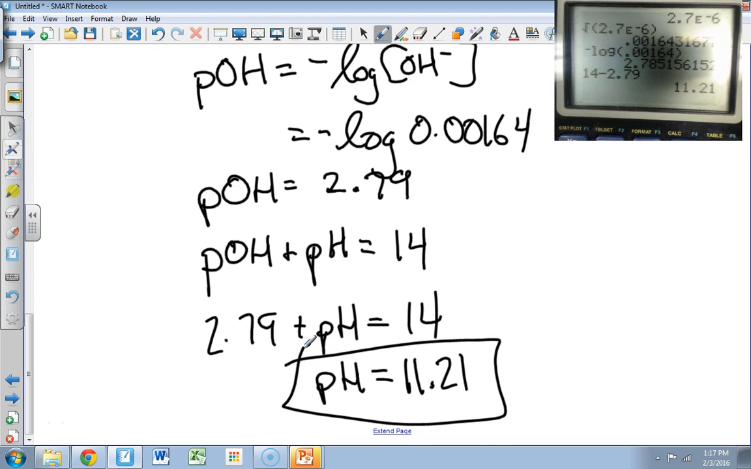So it's about using the equilibrium to get us to values that we can use. And so this is how you calculate the pH of a weak base.